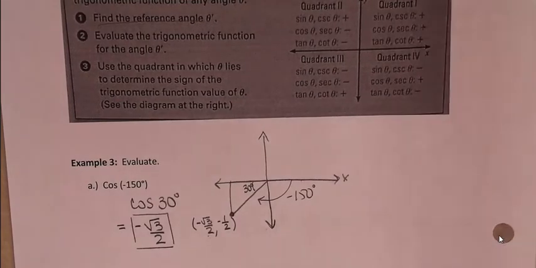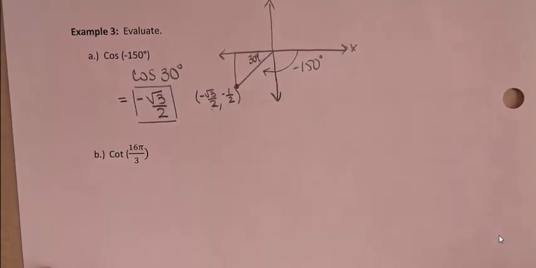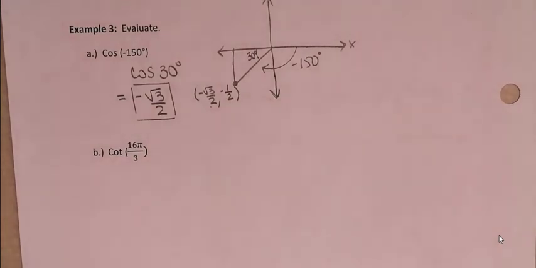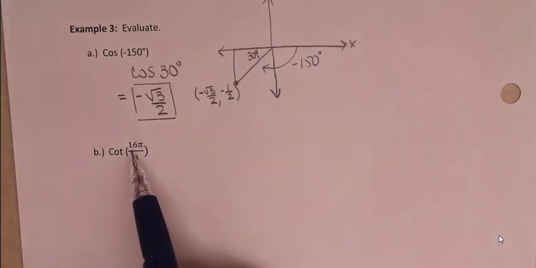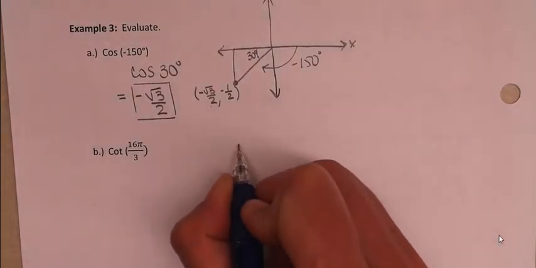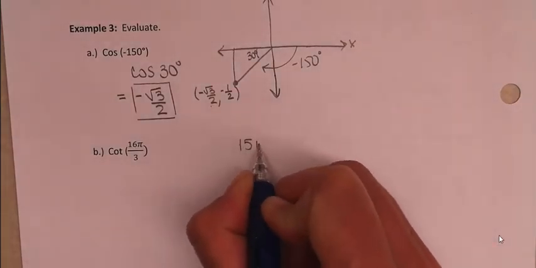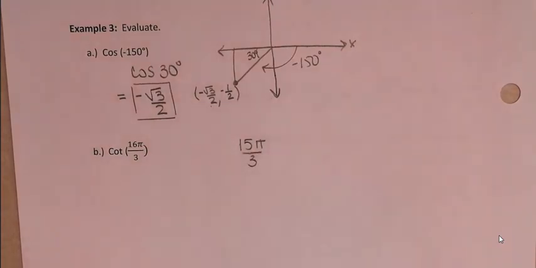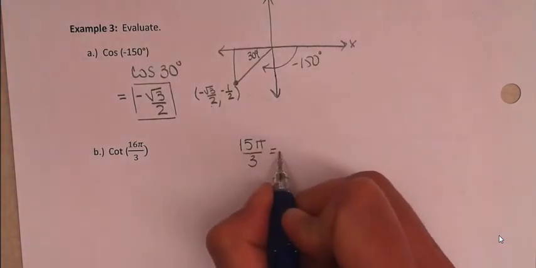All right, let's make this a little bit more challenging now. Let's deal with radians. So cotangent of 16 pi over 3. The way that I think about these radians is, can I make this into a whole number? What would be the closest that I could, either my numerator needs to go up or down to make this into a whole number. So I'm thinking, well, what if I did 15 pi over 3? That would really give me 5 pi.